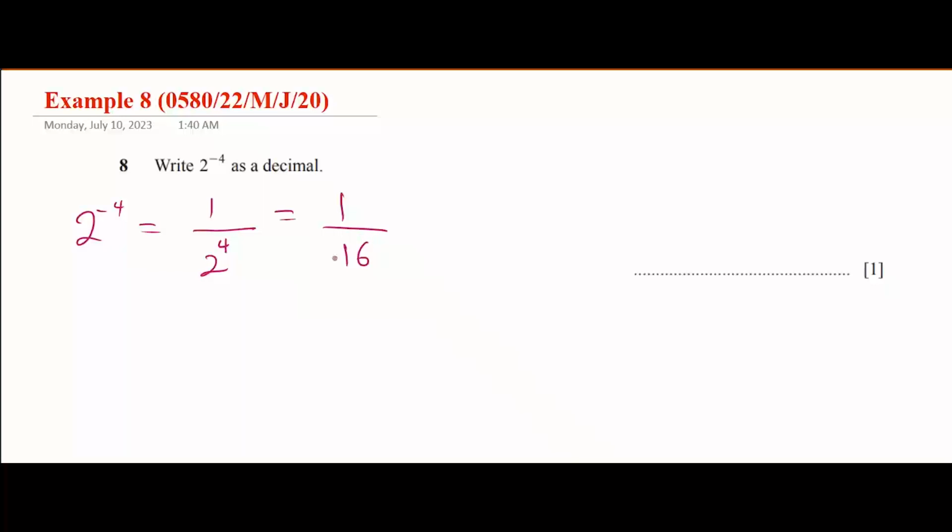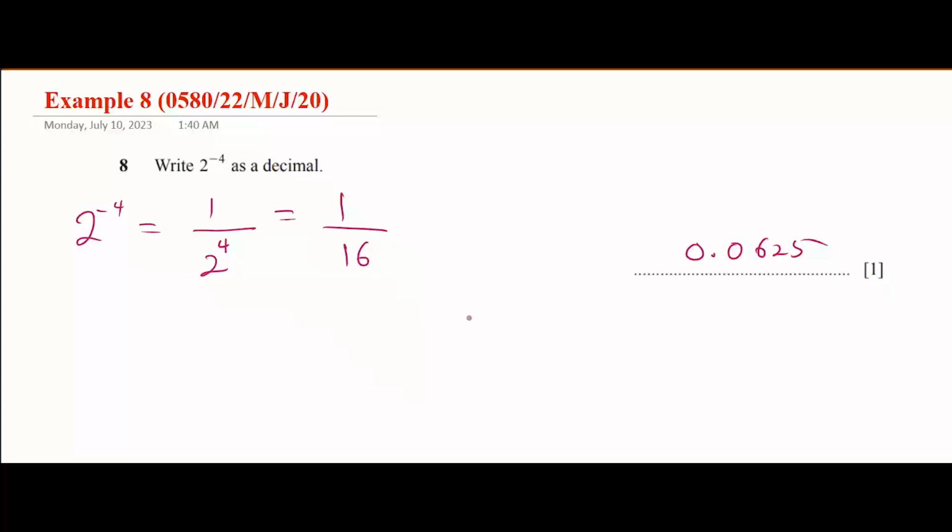Okay, so you can easily divide it directly, or you can just take your calculator since it is only 1 mark. You just press your calculator and it will give you your answer. So this will give you 0.0625.